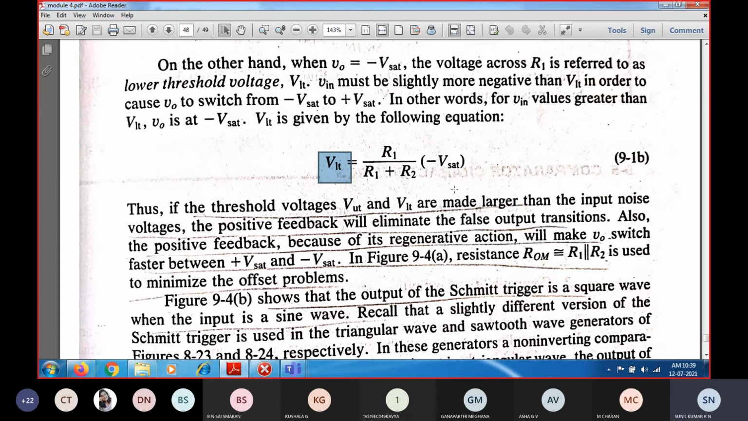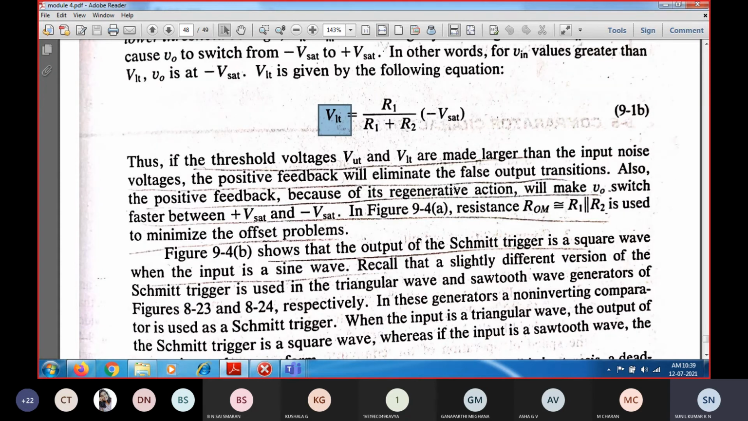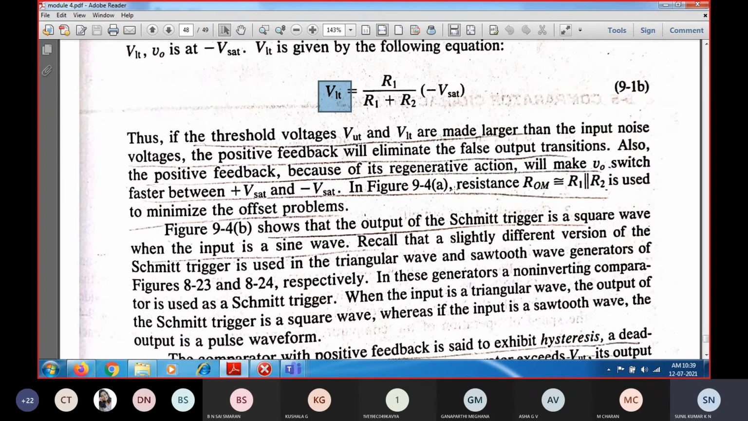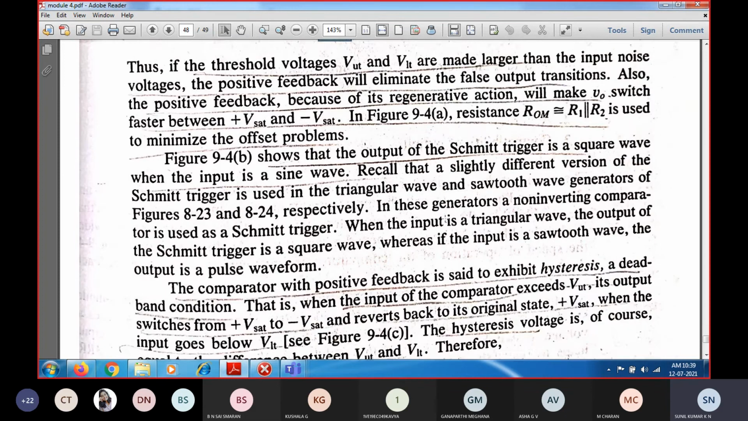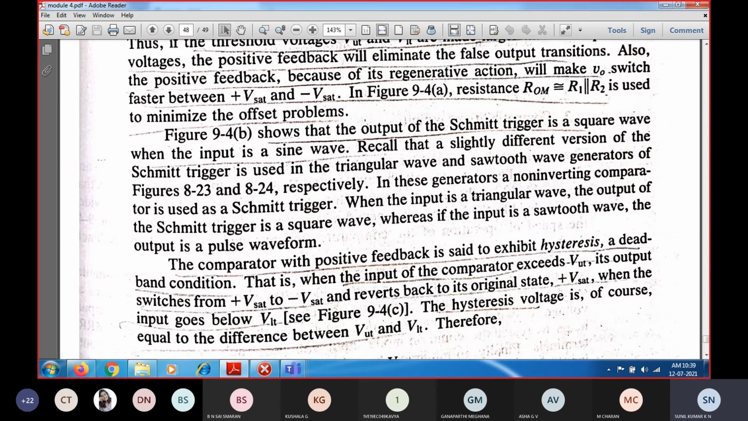So we cannot give. So you should be within the limit. Based upon that, you are going to design the Schmitt Trigger circuit. The output of the Schmitt Trigger is always a square wave because it is a positive feedback, or open loop amplifier. So you'll be getting a square output irrespective of the input signal waveform.